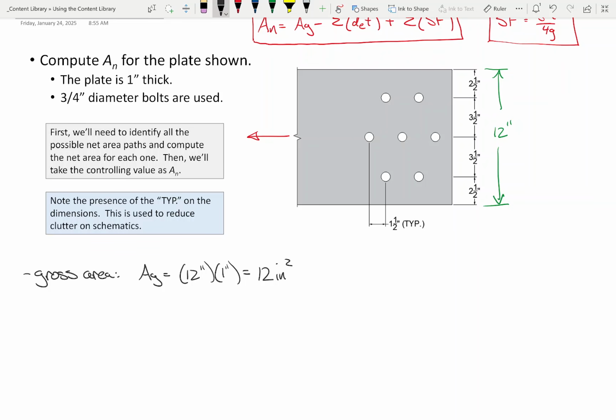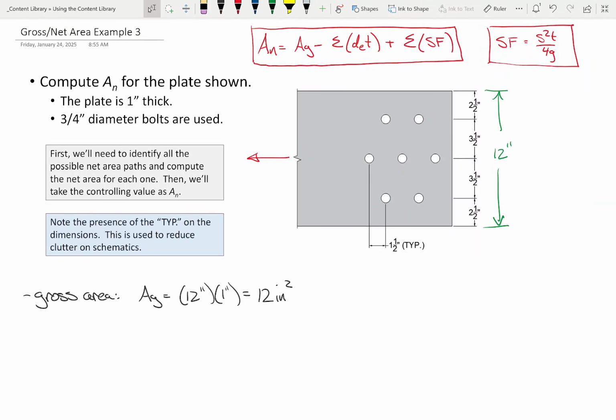All right, so let's go to our expression up here, and let's see what values in our expression we can just figure out. We do know that the thickness is 1 inch. Okay. What about the effective hole diameter?